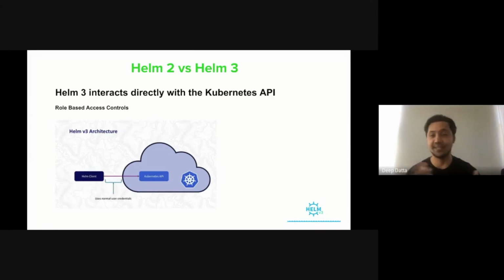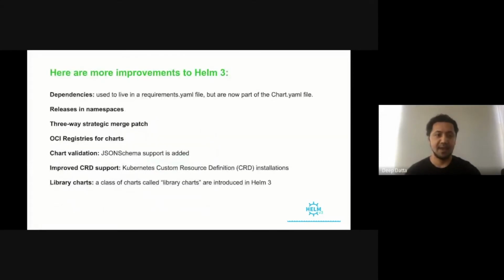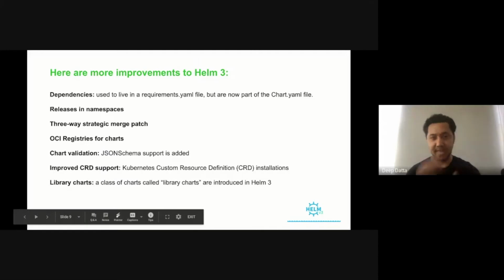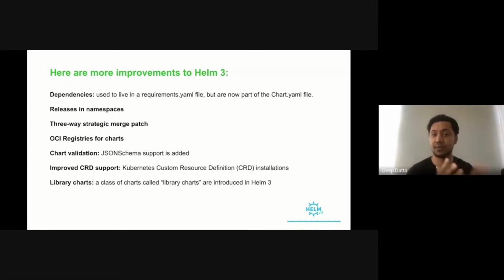A few other things to highlight, since we're talking about Helm 3, is dependencies. So dependencies used to live in a YAML file called requirements.yaml. They have now been moved into the chart.yaml file. I'll actually show you sort of each part of this as we go along. Also, we have new releases and namespaces. So release information in Helm 3 is now stored in the same namespace with a secret as the storage mechanism for the release information itself.